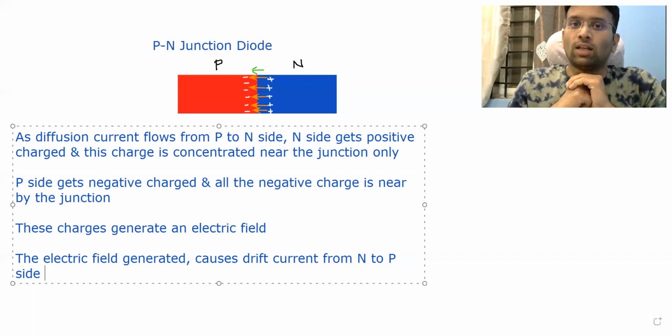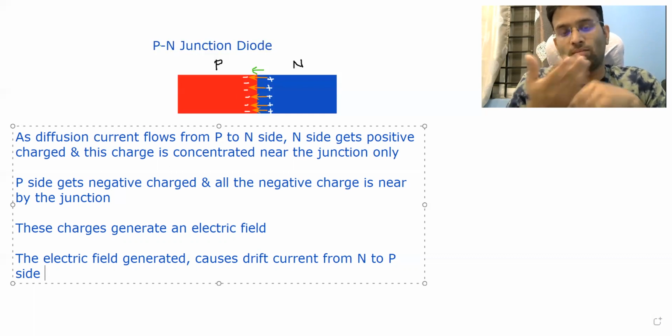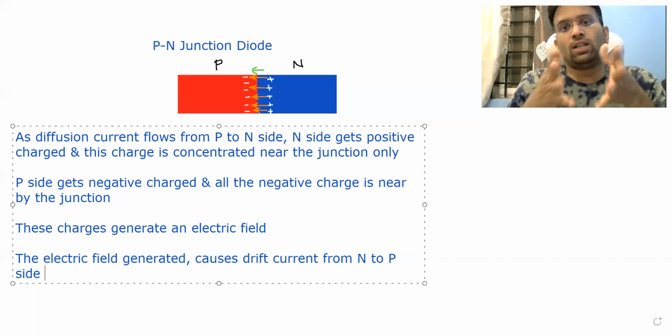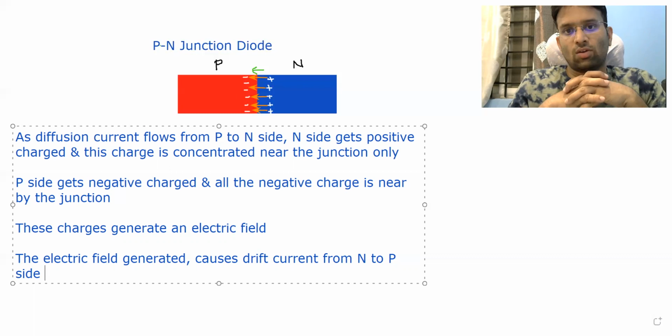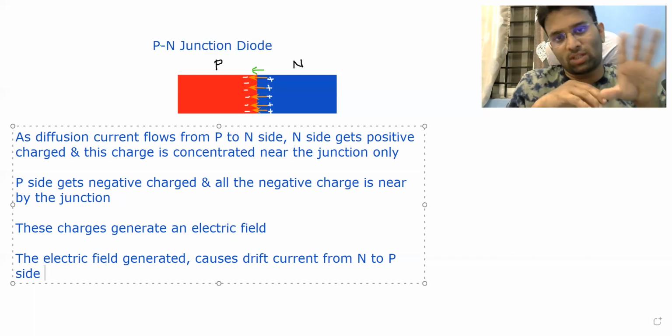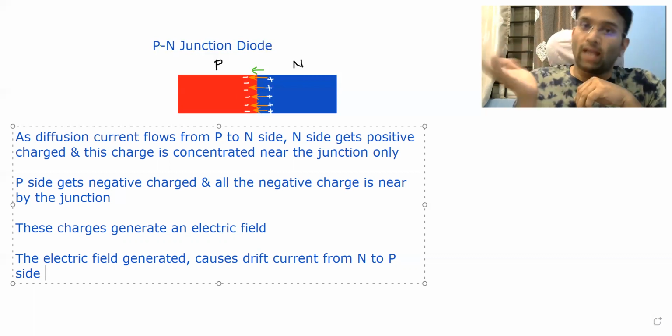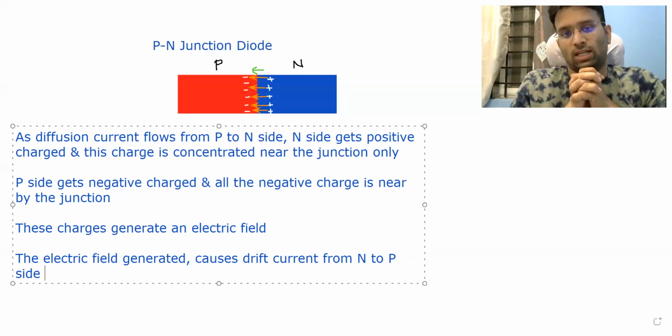You should understand that the P side also has electrons, but they are in minority. These minority carriers are enough, apart from the strong electric field that the diffusion generates. The presence of electrons on P side is another reason why the current goes from N to P side, or electrons go from P to N side.